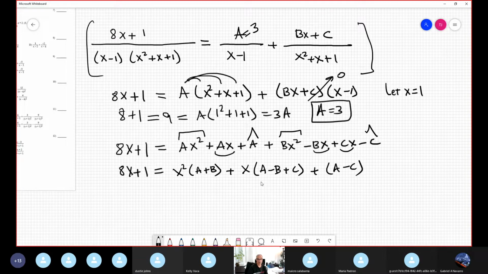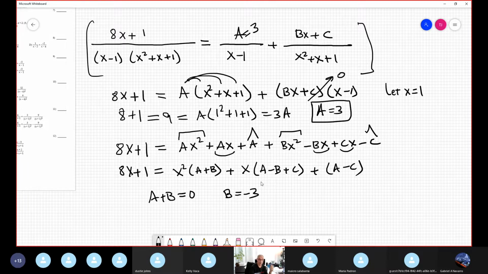If you compare that polynomial and that polynomial, you see, wow, this polynomial has no x squared. That means A plus B is 0. But I have A in my hand, which is positive 3. Therefore, B is negative 3. Got it?